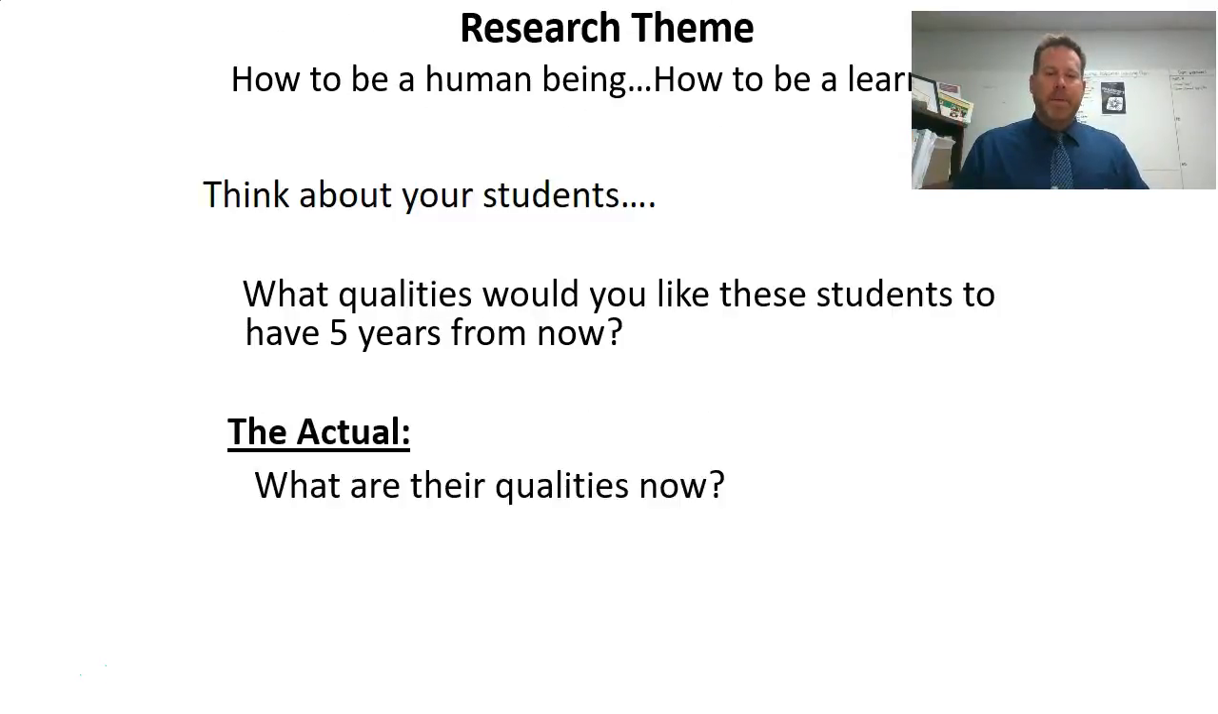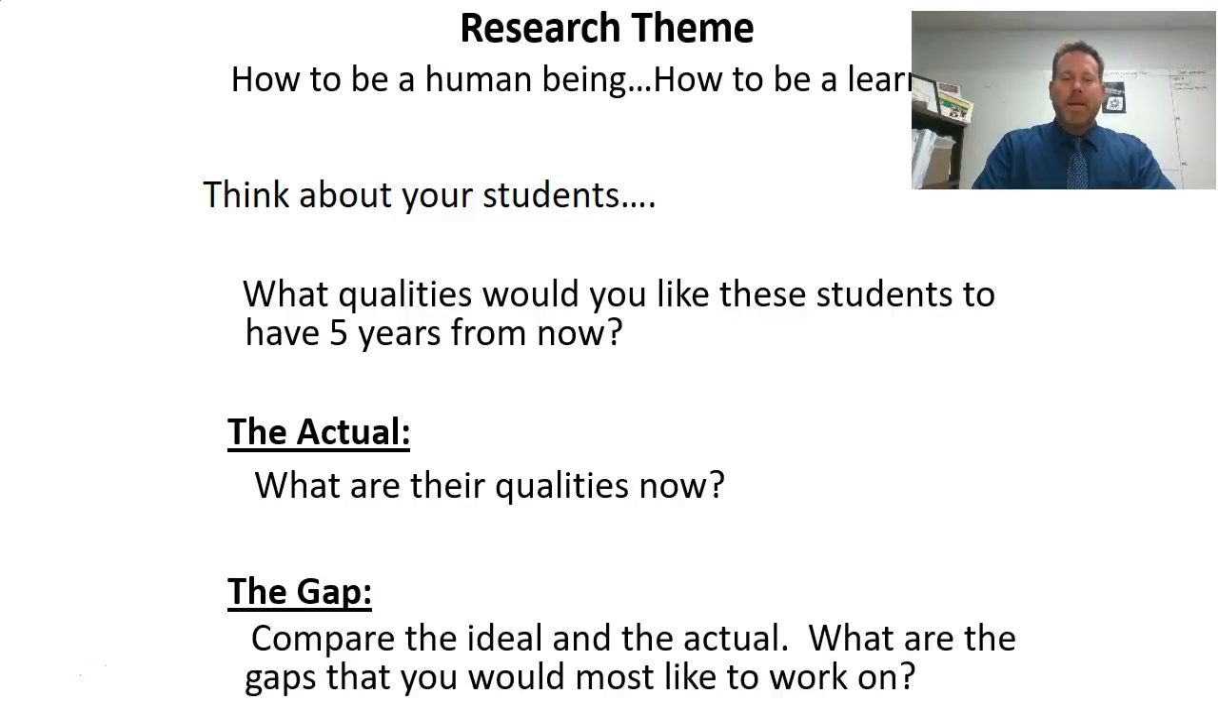And then build this in. What are their qualities now? Write that down. So you'll have actual. And so they've gotten to learn their students in the past month or so. And they're going to write down some predictable things that every group has written ever since I've facilitated this process. But what has never happened is they've matched. They've never, ever matched. Thinking about what qualities you'd like your students to have in 5 years versus now. They've never matched. There's always work to do. There's always something the kids can grow in. And that's the basis of this thinking. There's always a gap. So compared to that ideal and the actual, what are the gaps that you'd like to most work on?